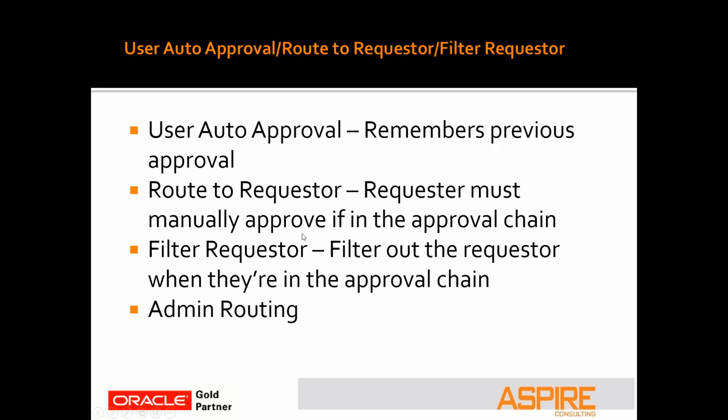A couple of the quick buttons we've passed through: user approval, user auto approval. User auto approval holds the approver. If I am in the approval chain 3 times, which can happen, right? Maybe I'm acting as a manager and a director, and I approve it as manager. By turning this on, when I get to my turn as director, it just auto approves it. I've already done it once. I don't need to do it again. Route to requester was another little checkbox we passed over. This says that the requester, if they're in the chain, must manually approve it.